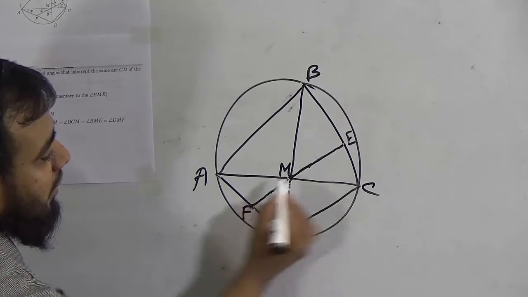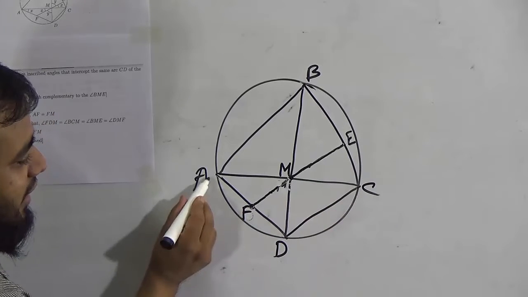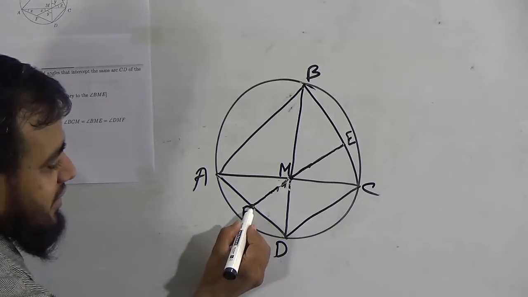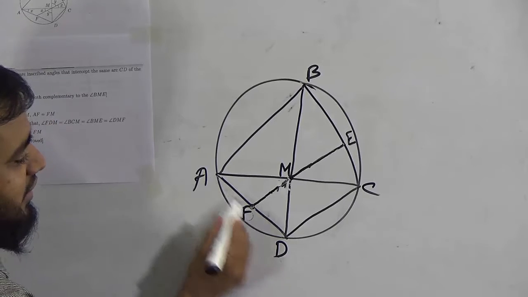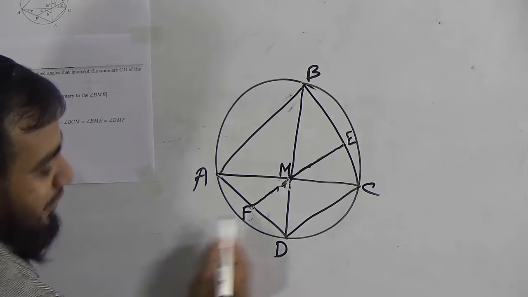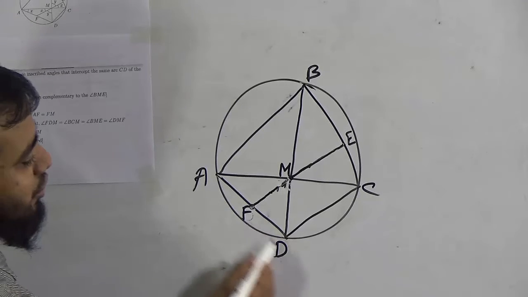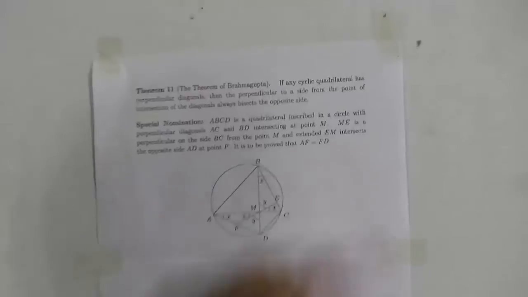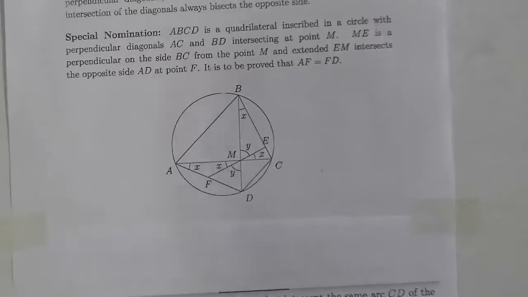So EF intersects AD at the point F. We need to prove that F is the midpoint of this side AD, or we need to prove that AF equals DF. We need to prove that AF equals DF. So it is to be proved that AF equals FD, or DF similarly. Now I am going to prove this one.